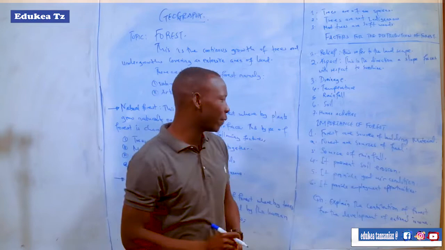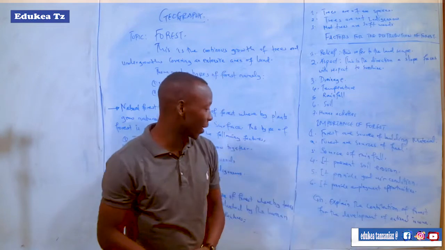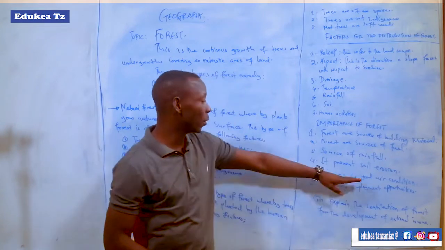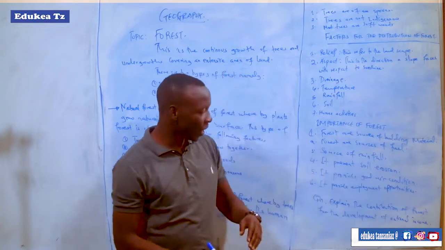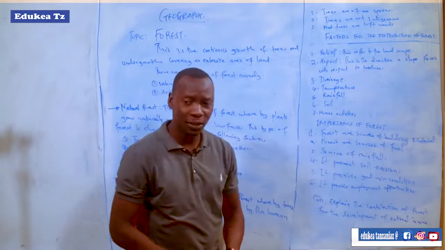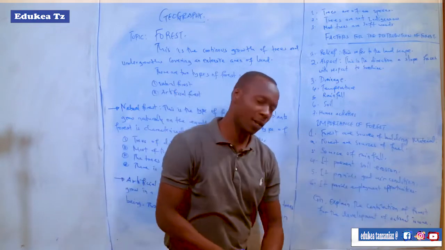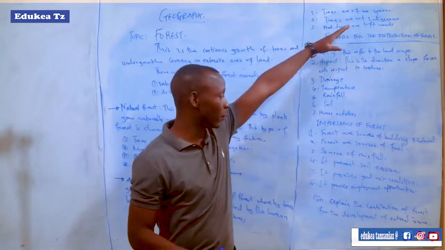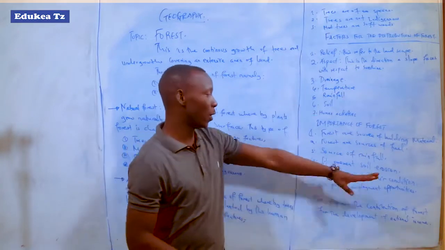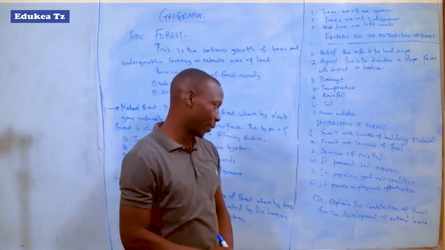Point number four, it prevents soil erosion. An area with the coverage of the forest automatically does not allow soil erosion, but an area which is clean and has no forest, automatically soil erosion will exist. So due to the presence of this forest, soil erosion will not take place.